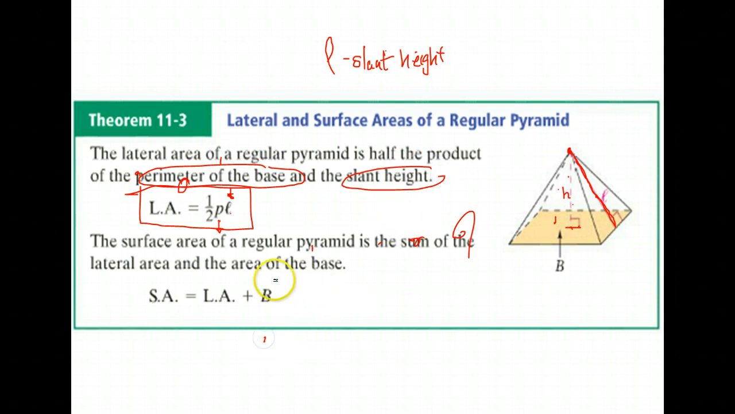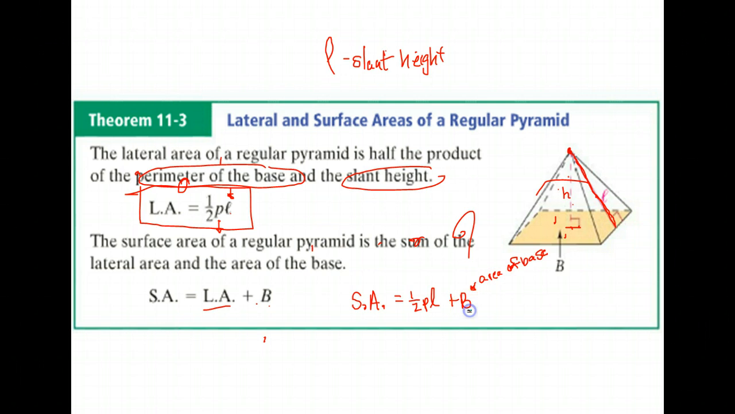The surface area is the lateral area plus the area of the base. If you prefer to write it this way, it might be better. It's 1/2 perimeter times the slant height plus capital B, remember, is the area of the base. Because remember, surface area is the area of every surface on the figure. Lateral area is just around the outside of the figure, not the base. So all we have to do is include the area of the base.